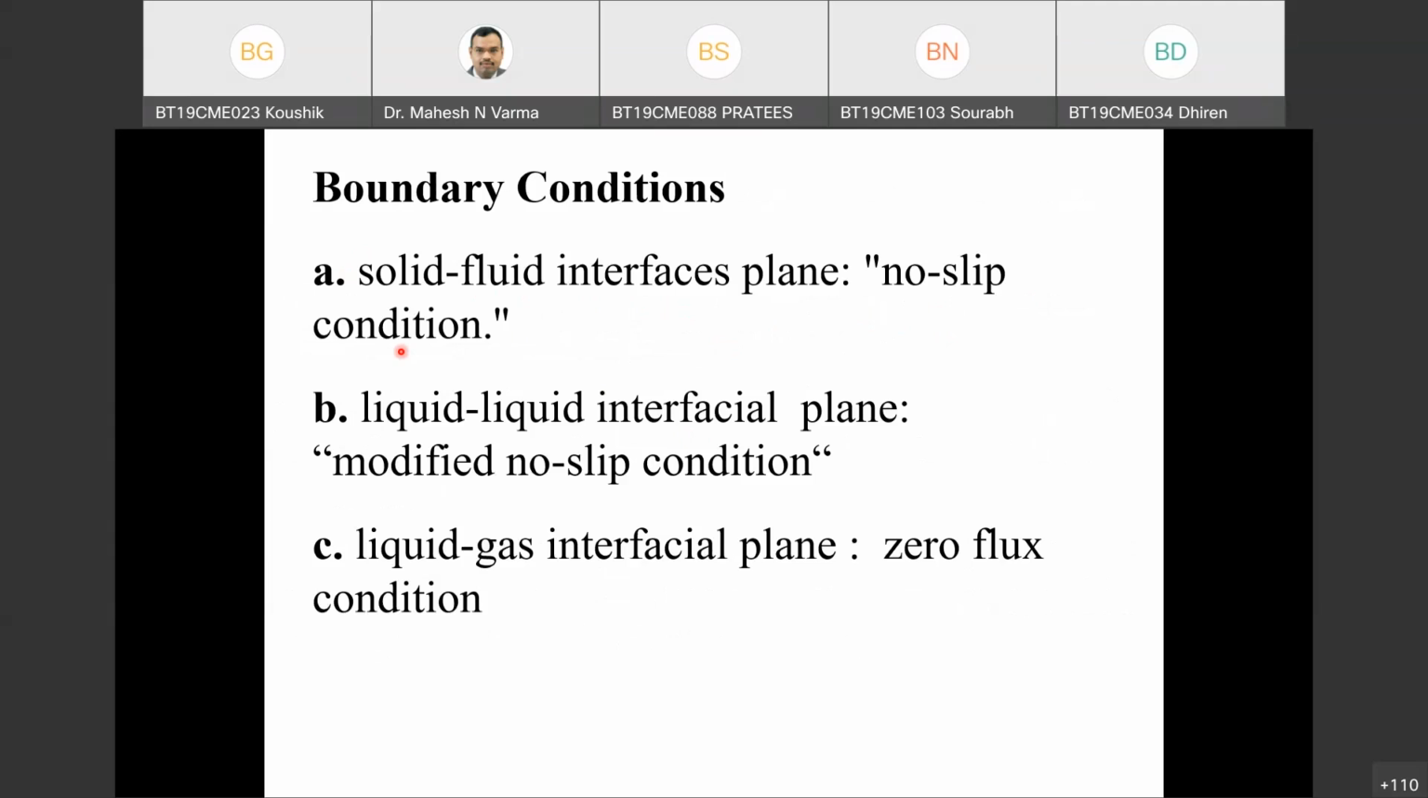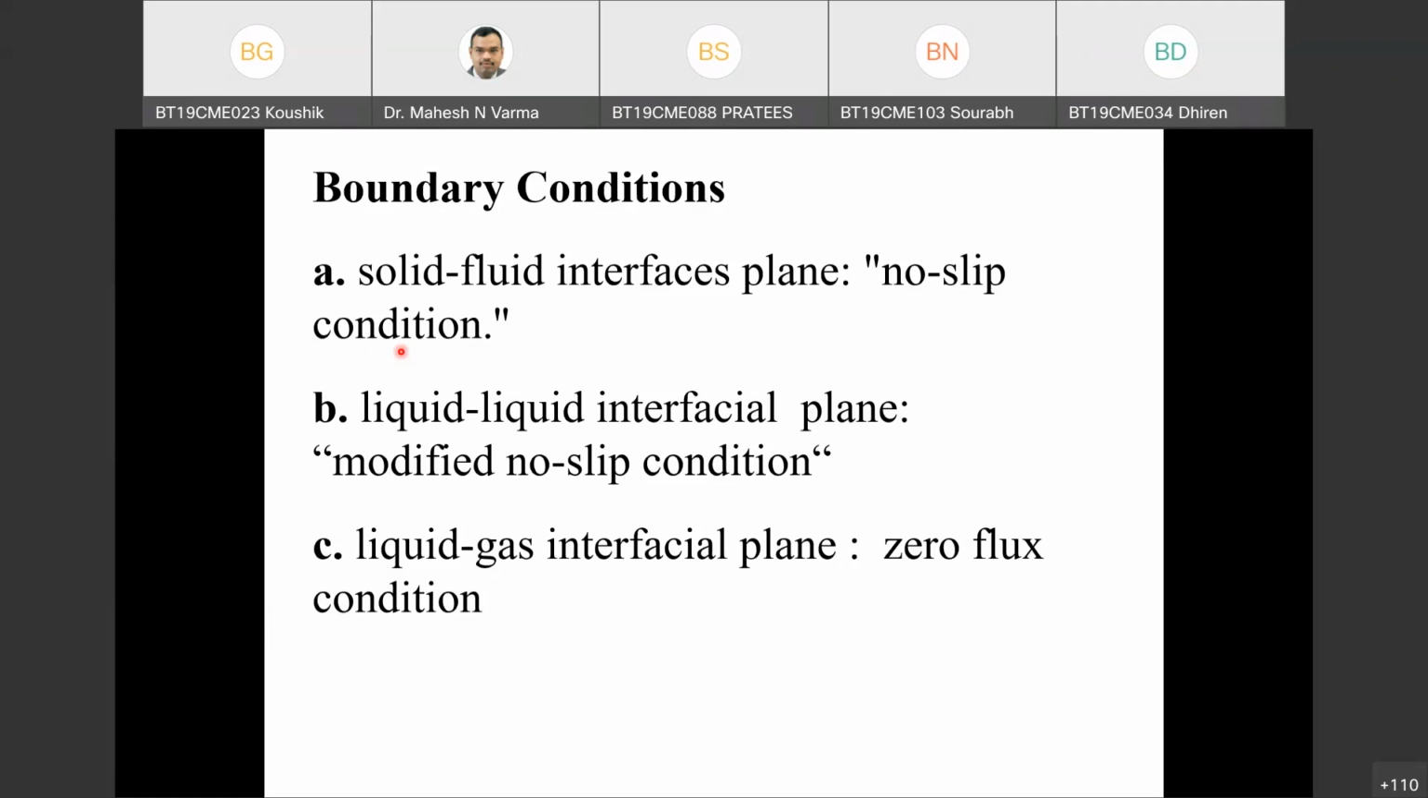No slip boundary condition doesn't mean that velocity of fluid equals to 0. It means that velocity of fluid at the solid fluid interface will be equal to solid velocity. If solid is steady, the velocity of the fluid will also be 0. If solid is moving with a velocity 10 meter per second, then at the interface, first layer of the fluid is also moving with a velocity 10 meter per second.